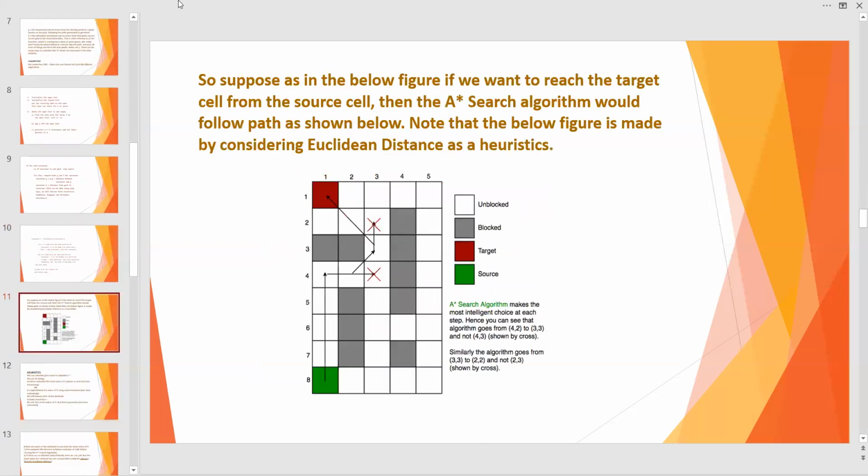End while loop. So suppose, as in the below figure, we want to reach the target cell from the source cell, then the A* search algorithm will follow the path as shown below. Note that the below figure is made by considering Euclidean distance as a heuristic.